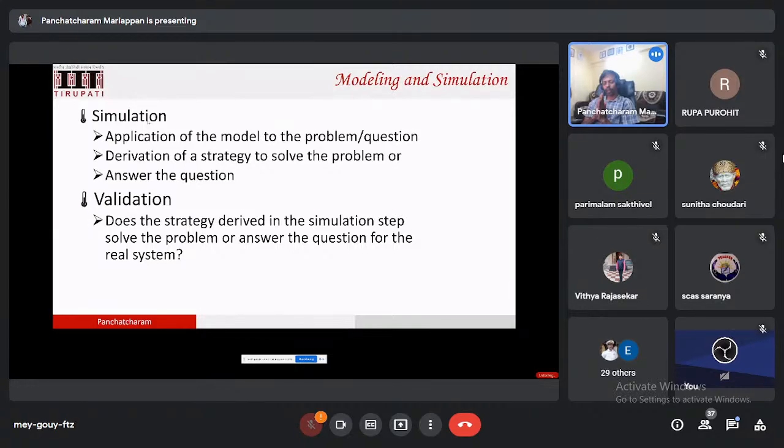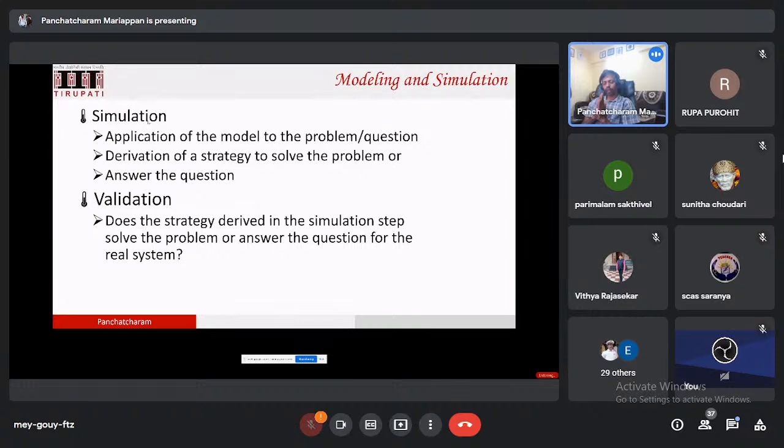Almost the same kind of things we are going to do in this lecture also. We will develop some of these things. So simulation is the application of a model with the objective to derive strategies. You have to derive the strategies that will help to solve the problem or answer the question related to the system. That is nothing but the simulation.